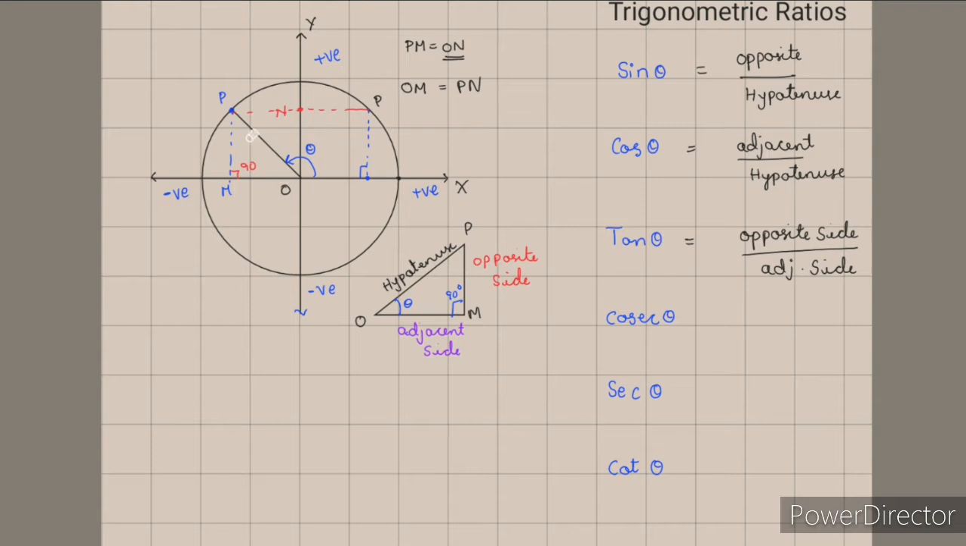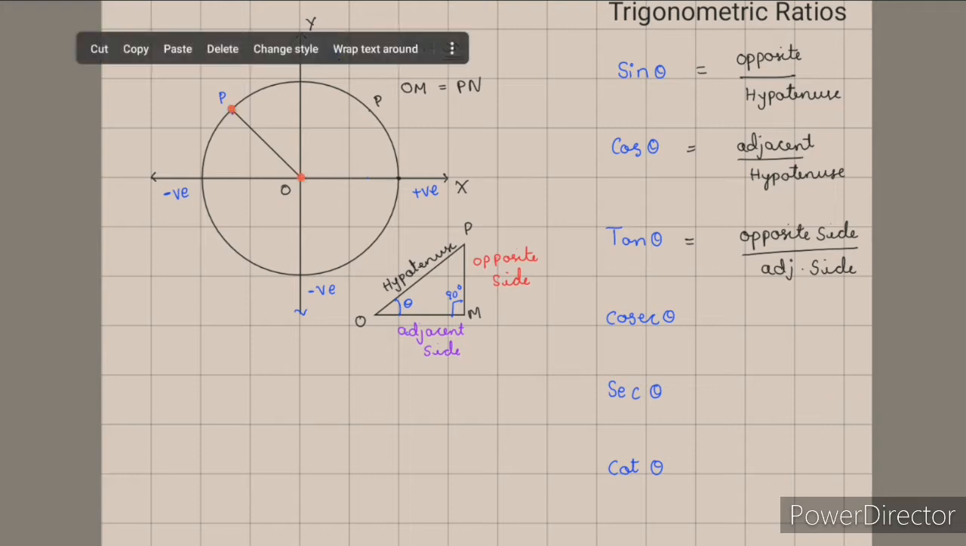So the sin theta will be positive even in the second quadrant. Similarly, if you observe cos theta in the second quadrant, which is adjacent side by hypotenuse, adjacent side is negative because OM is on the left side of the y-axis. So cos theta will be negative. Now we will see how this cos theta, sin theta, tan theta varies with different angles.